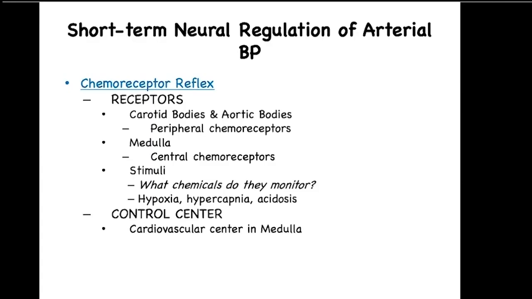The control center will be the same center, the cardiovascular center in the medulla. The effectors will be the same: the heart, including the SA and the AV nodes, and the myocardium, and the smooth muscles within your blood vessels. Remember, the SA and the AV nodes are innervated by both the sympathetic and parasympathetic branches of the autonomic nervous system, but the myocardium is innervated only by the sympathetic branch. The vascular smooth muscles are innervated by the sympathetic branch as well.